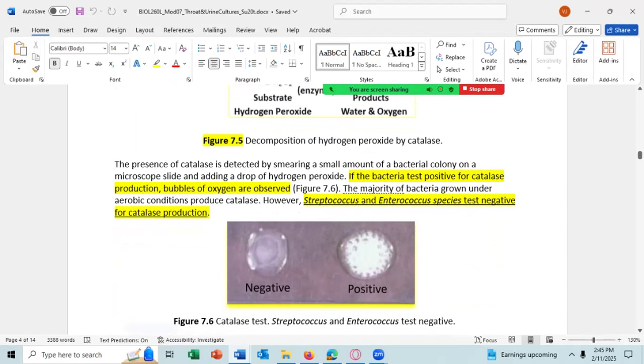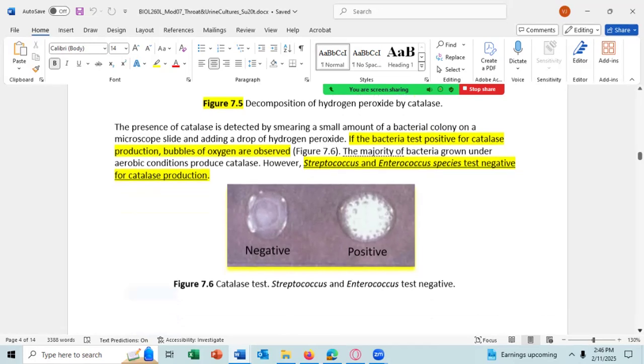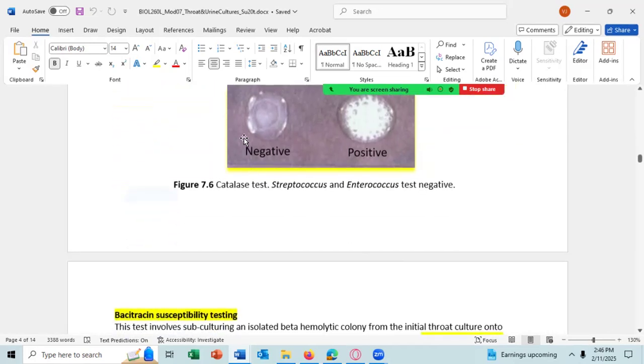Bacteria that test positive for catalase production show oxygen bubbles, and there we have a positive catalase test, and that's a negative catalase test. The Streptococcus family, as well as Enterococcus species, test negative for catalase production. Most bacteria that grow in the air are positive for catalase. So if it's negative, then it could be Streptococcus, but it could be another member of the family Streptococcus or Enterococcus.